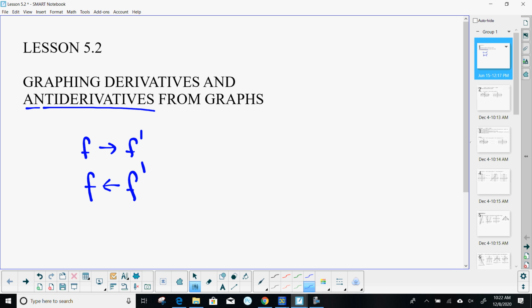So we're going to take the graph of a function, and from the graph, we're going to try to sketch a graph of what the derivative looks like. And then we're going to take the graph of the derivative and work backwards to graph the antiderivative, or the graph of f.